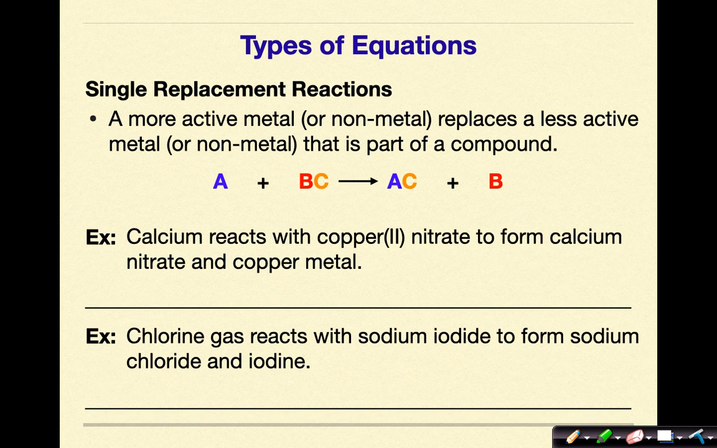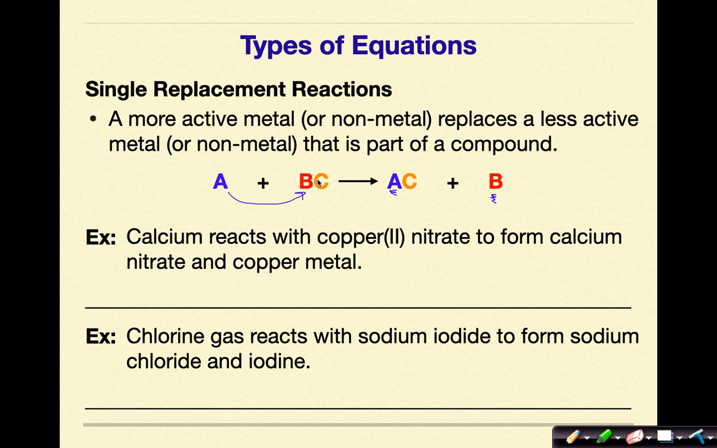Single replacement reactions. A more active metal or nonmetal replaces a less active metal or nonmetal that is part of a compound. Let's look at a general equation where we have free element A. This could be a metal or it could be a nonmetal reacting with a compound BC, and we can see that A replaces B and forms a new compound AC, and then we have a new free element B. In order for this to be a spontaneous reaction, A must be more chemically active than B. If that is not the case, no reaction will occur.